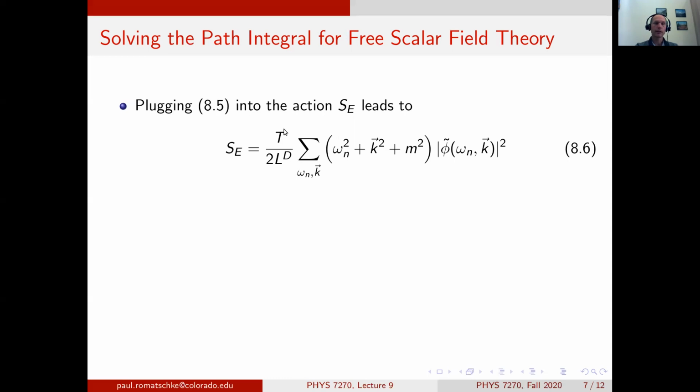We have t over L to the power d, which is just the full volume of spacetime that we Fourier transformed in, over 2 times this sum over all Fourier components squared times the Fourier coefficients squared. And all of these are summed over the respective Fourier numbers, basically.